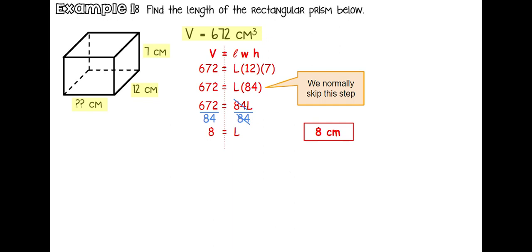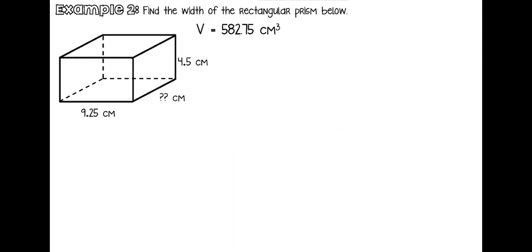So let's go ahead and try an actual example again. Okay, so we have another rectangular prism, and we're talking about the volume of it. So let's write out our formula. Volume equals length times width times height. They told me the volume, so let's replace the V with what we know it to be equal to, 582.75 in this case. And then my length is 9.25 for this particular problem. My width, we don't know, so let's keep it as a W. And my height is 4.5. So let's replace the H with 4.5.